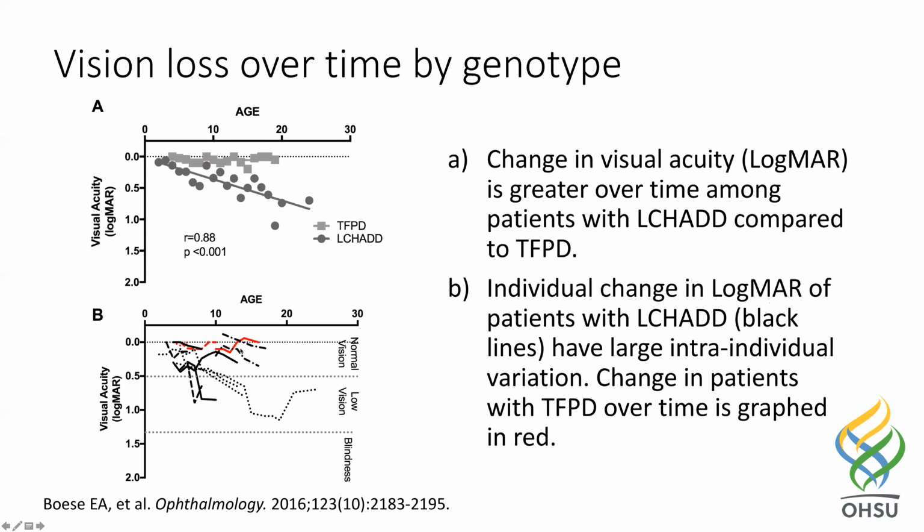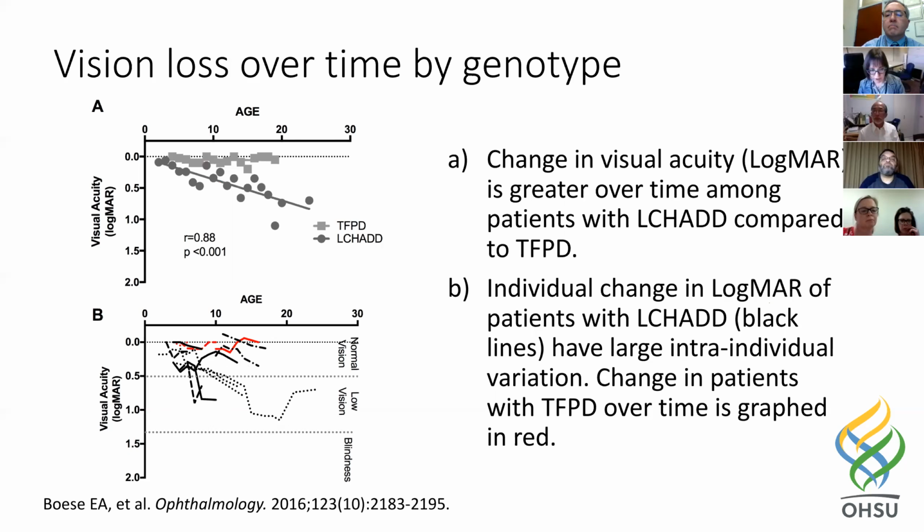So one of the things we're interested in trying to determine is what is this variability amongst patients with LCHAD and the decline in vision. However, the graph does pretty clearly illustrate it seems to be more pronounced in patients with LCHAD compared to TFP.